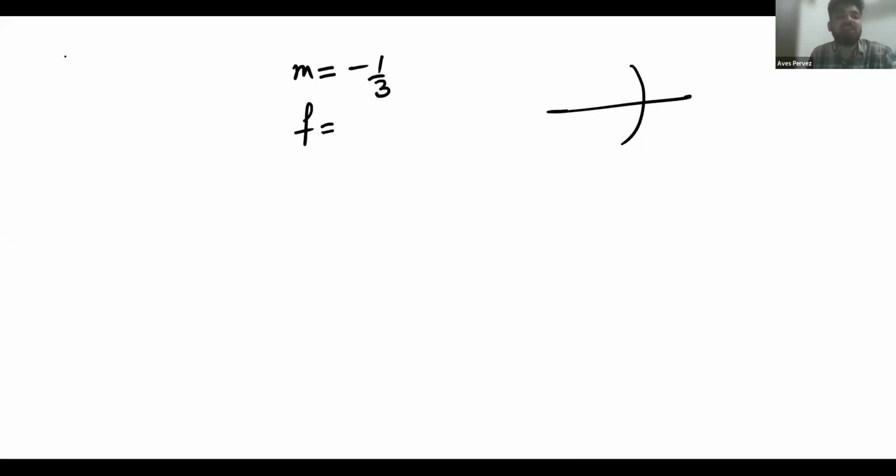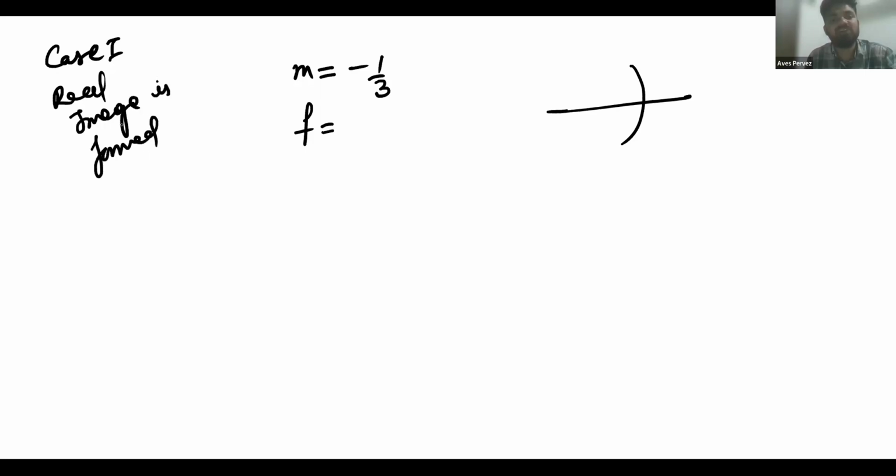So if I'm considering case one, real image is formed. Dear student, in case real image is formed, then we take the magnification as -1/3 and the focal length will be taken as -20. Why are we considering this -20? Because whether it is a concave mirror or concave lens, both of them are going to have negative focal length.